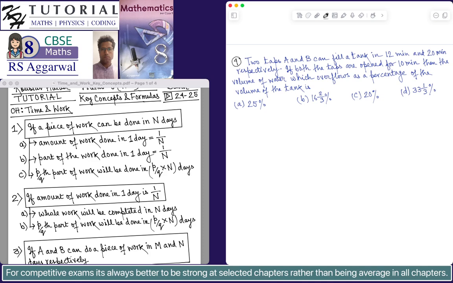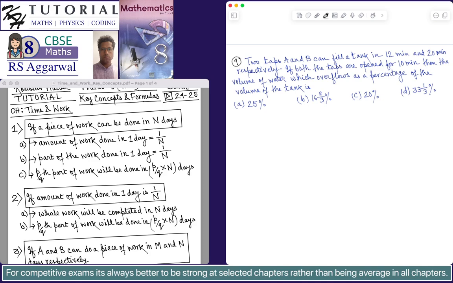Because whenever we solve problems on tanks and pipes, we consider the whole tank as 1, or we consider the work done in filling the whole tank is 1, or work done in emptying a filled tank is -1. So, the volume of water which overflows as a percentage of the volume of tank.